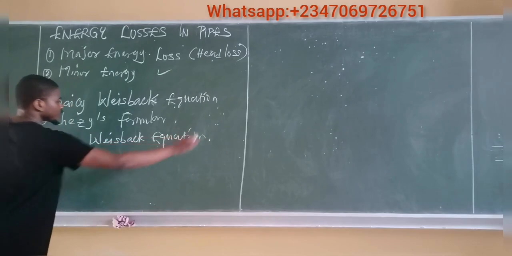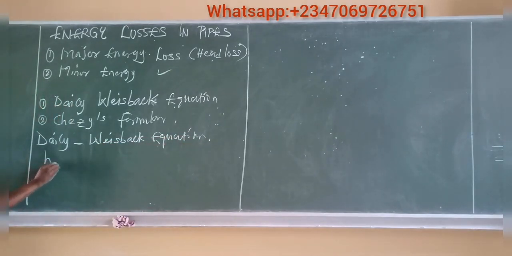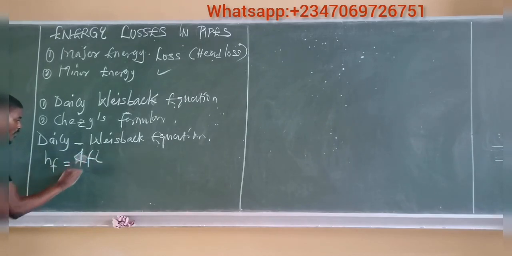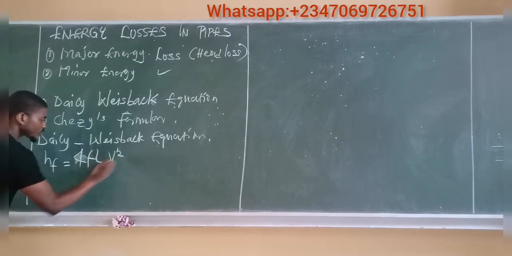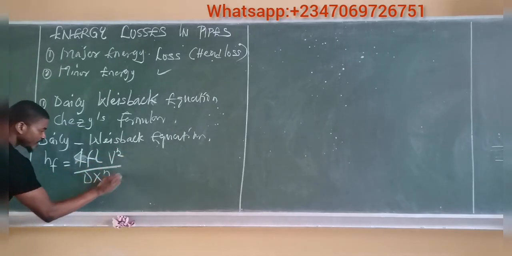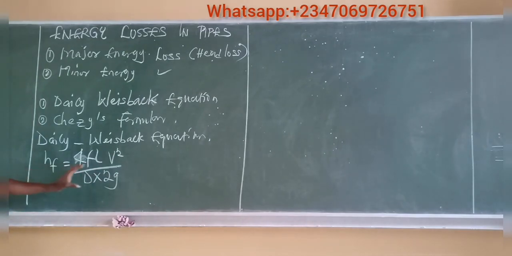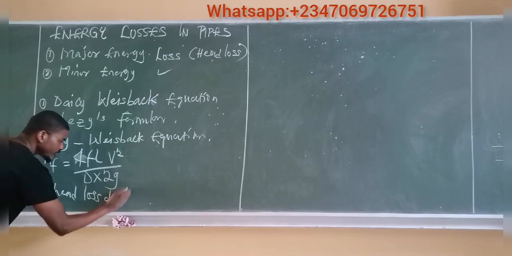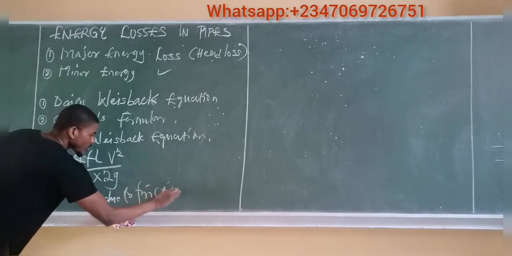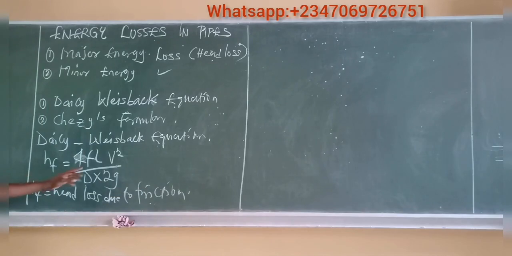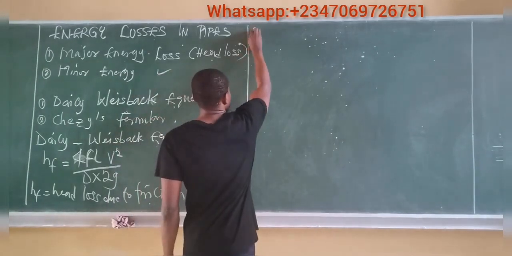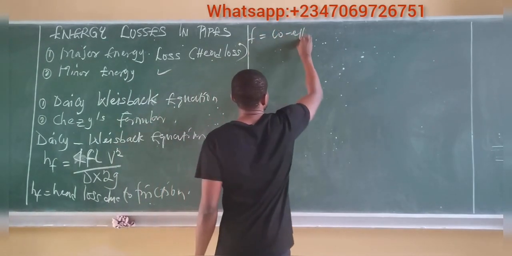In this equation, the formula is head loss due to friction, hf, equal to 4fLV squared all over d times 2g. So this is the Darcy-Weisbach equation, where hf stands for head loss due to friction. Now f here stands for the friction factor or the coefficient of friction.